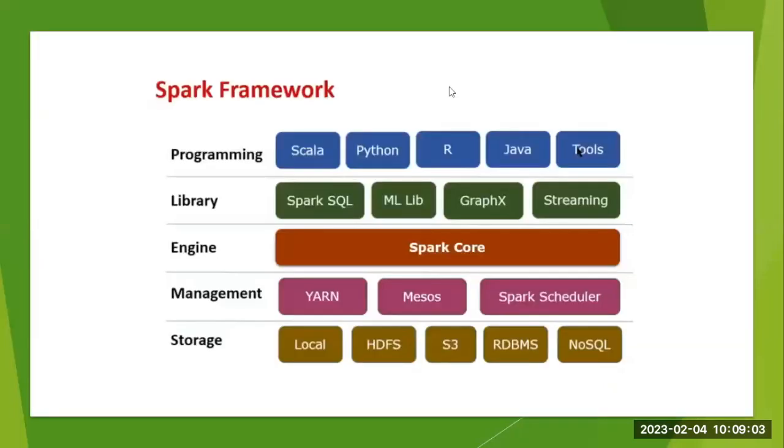So ये स्पार्क फ्रेमवर्क है. ओके, तो स्पार्क में सबसे पहले होता है कोर इंजन, स्पार्क कोर. Okay, so this is Spark Core, where you'll get the default libraries. When we install Spark, by default it supports different languages like Scala, Python, R, Java. Okay, some of the basic tooling as well.